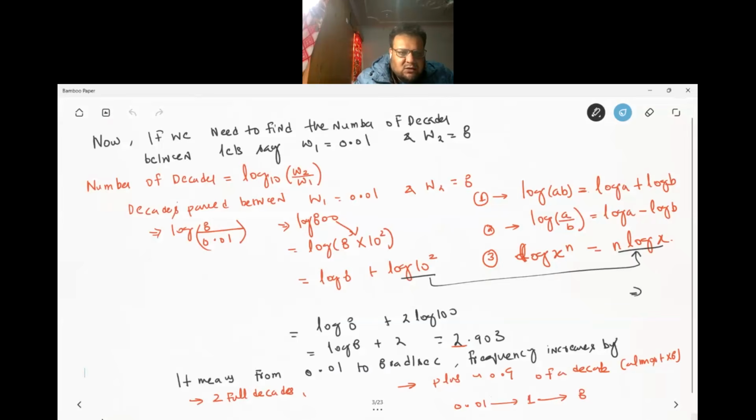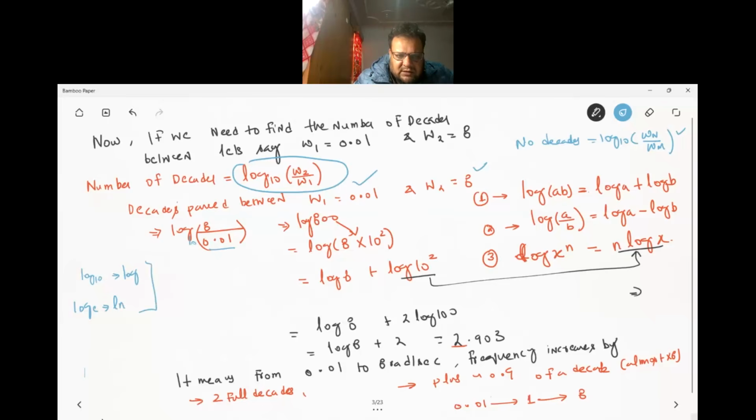Now, how do we go about this? The number of decades is equal to log to the base 10 of omega 2 by omega 1. This is the basic formula: number of decades equals log to the base 10 of omega n by omega m. Let's say omega 2 was equal to 8 and omega 1 was equal to 0.01. You do log to the base 10 in the calculator. Normally log to the base 10 is given as the log function, and log to the base e, which is not utilized here, is given as ln. This is just for your understanding.